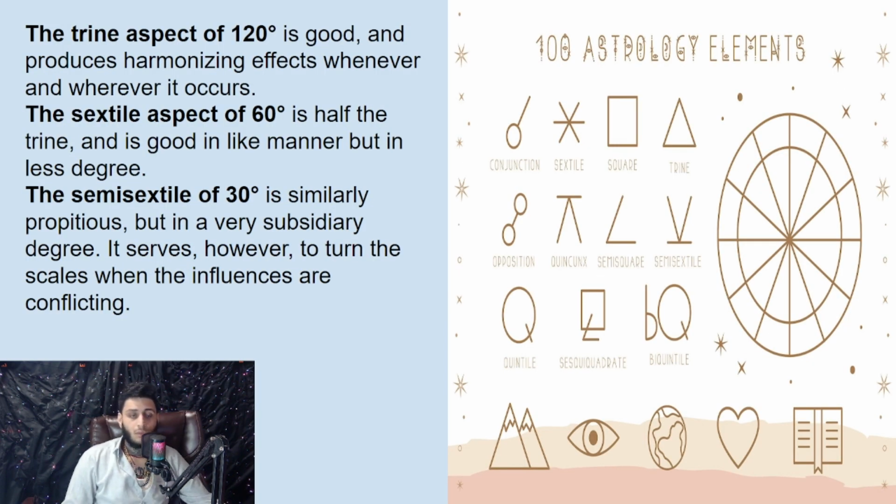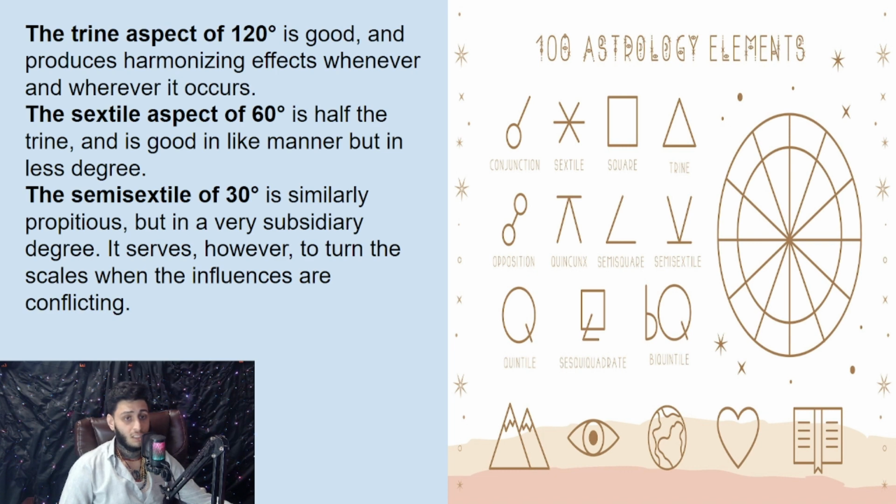So, this degree work also works for not just how the planets operate, but just also for astrology and Chinese astrology as well. So, the trine. The trine aspect of 120 degrees is good and produces harmonizing effects whenever and wherever it occurs. The sextile aspect of 60 degrees is half the trine and is good in like manner but in less degree. The semi-sextile of 30 degrees is similarly propitious but in a very subsidiary degree.